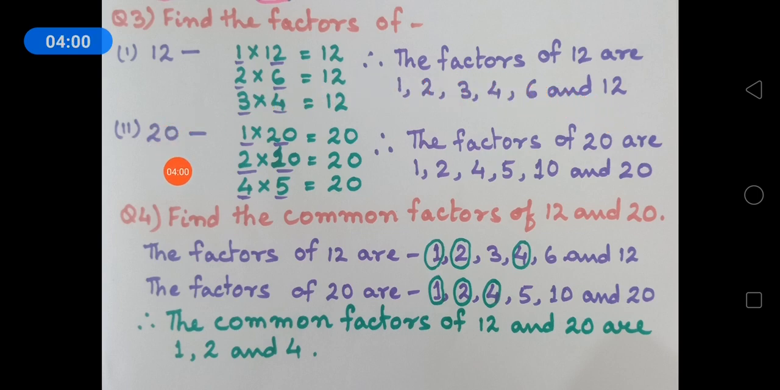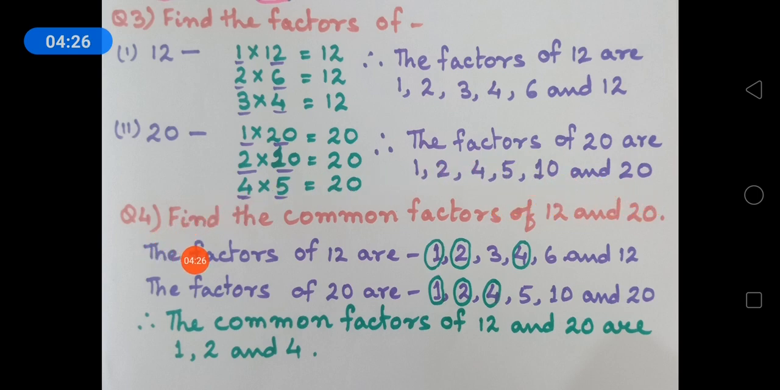In the same way, the factors of 20 are 1 into 20 equal to 20, 2 into 10 equal to 20, 4 into 5 equal to 20. So the factors are 1, 2, 4, 5, 10 and 20. So here it is written, the factors of 20 are 1, 2, 4, 5, 10 and 20.